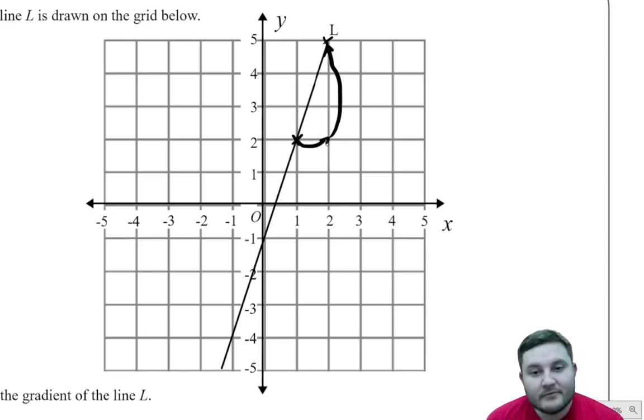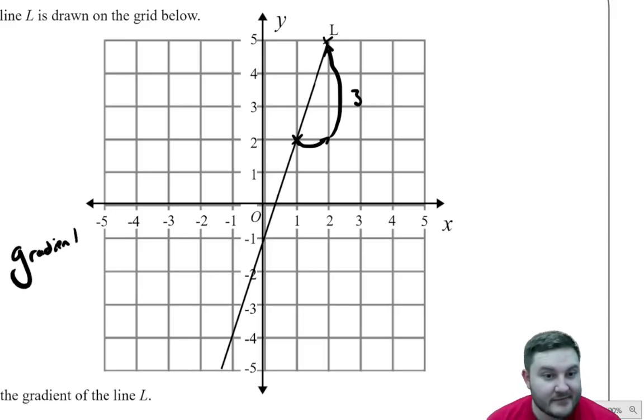So for every square I go to the right, I go 3 up. So the gradient must be 3, right? That's a really nice way of doing it on a grid. The alternative way, and we're going to look at this in a bit more detail in a second, is to pick 2 points on the line.